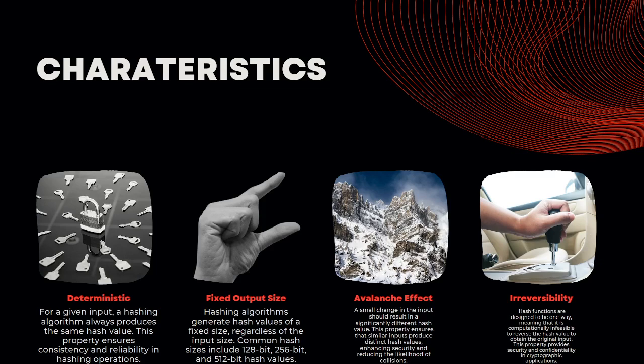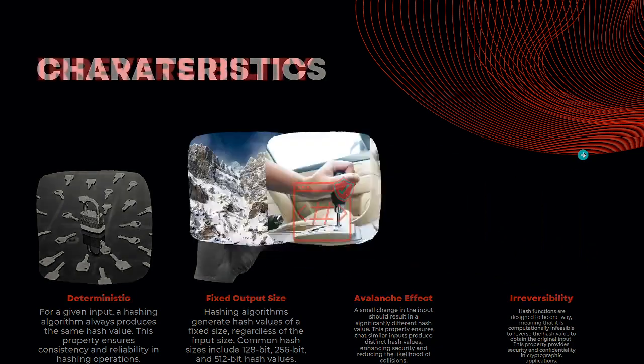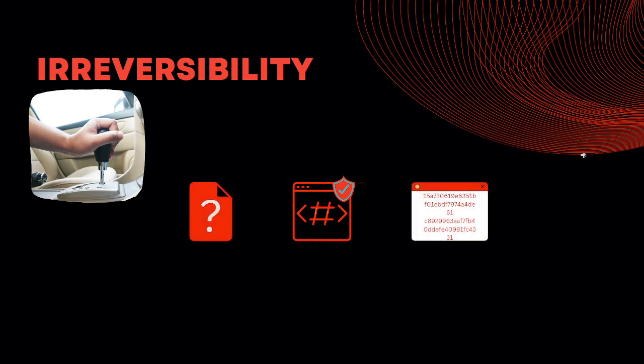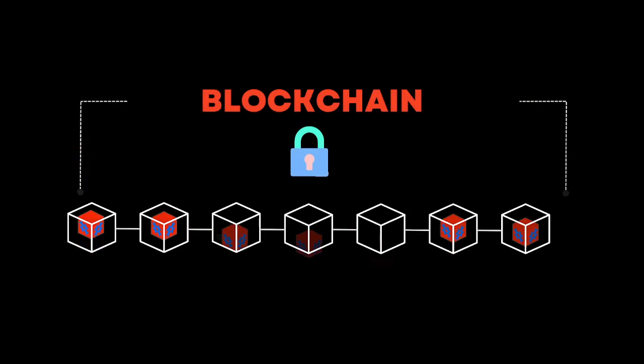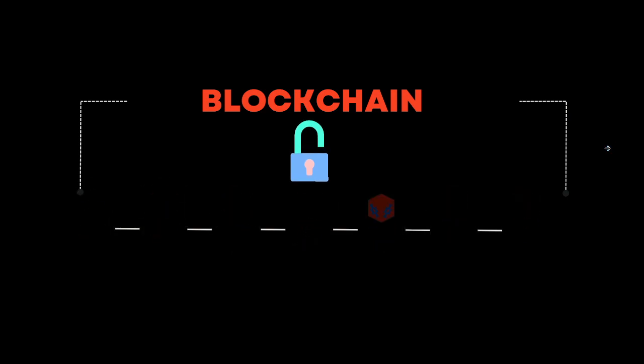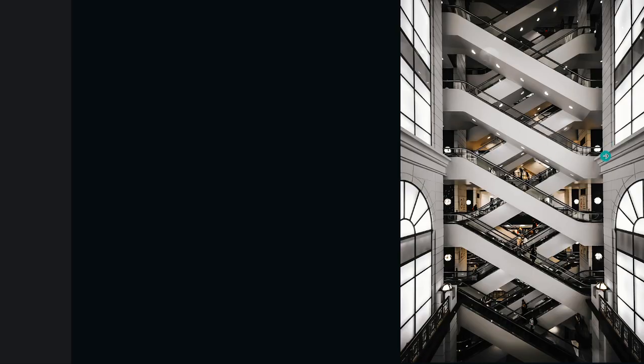Irreversibility. Hash functions are designed to be one-way, meaning that it is computationally infeasible to reverse the hash value to obtain the original input. This property provides security in cryptographic applications. In blockchain, hashes are used to represent the current state of a blockchain and to ensure its immutability. Cryptographic hash functions are generally considered secure.